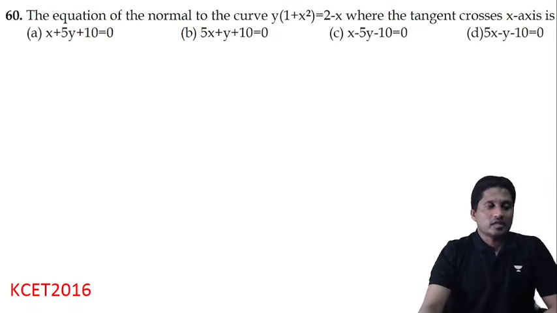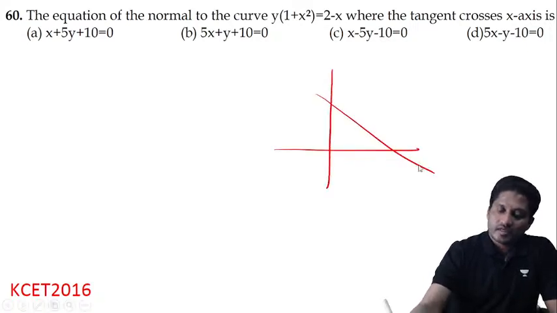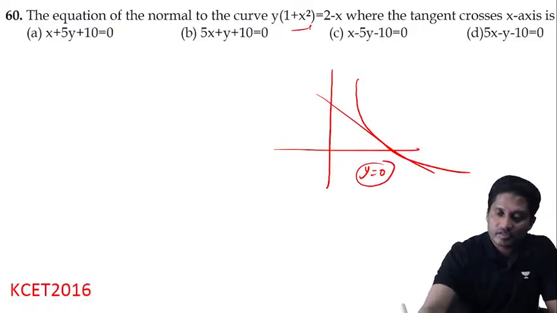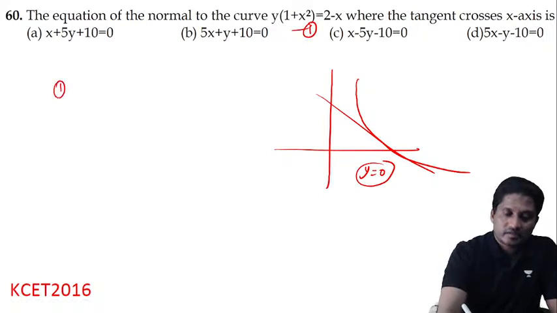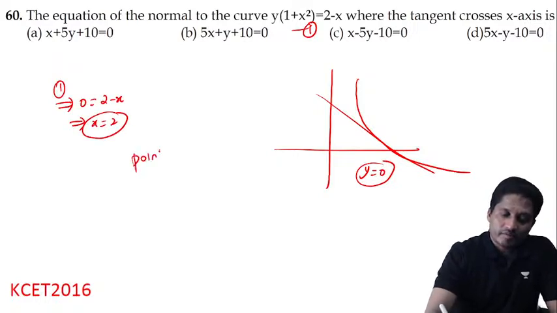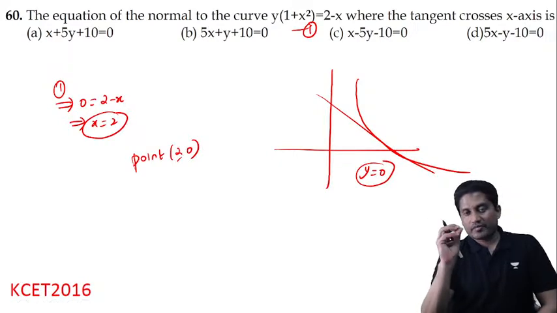Equation of the normal to the curve where the tangent crosses the x-axis. Right, now listen. The tangent crosses x-axis, obviously y will be equal to 0. So if I put y equal to 0 in the first option, we'll get 0 is equal to 2 minus x, which is x is equal to 2. So what's the point I got? Point will be equal to 2 comma 0, right? So no need to do the problem.